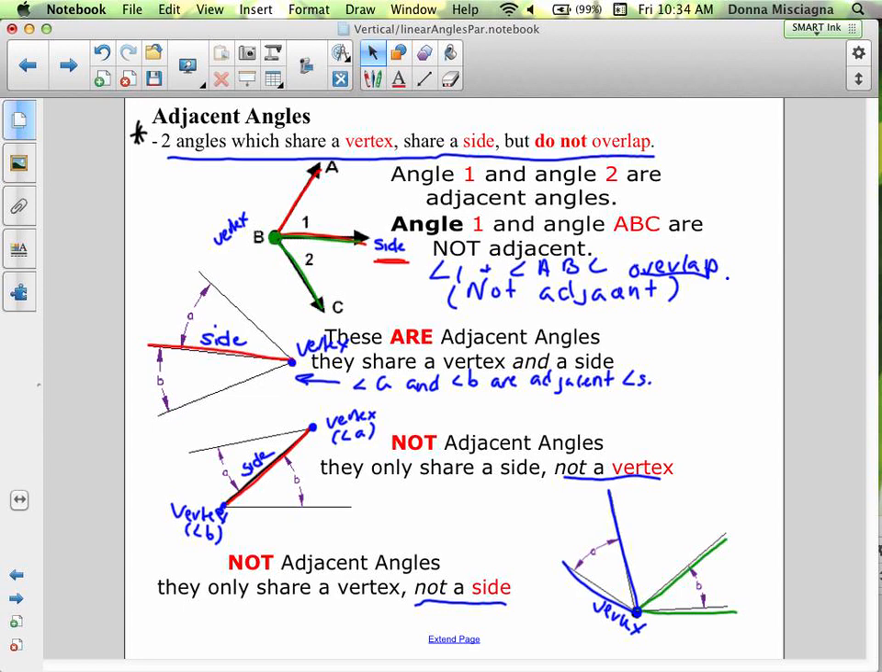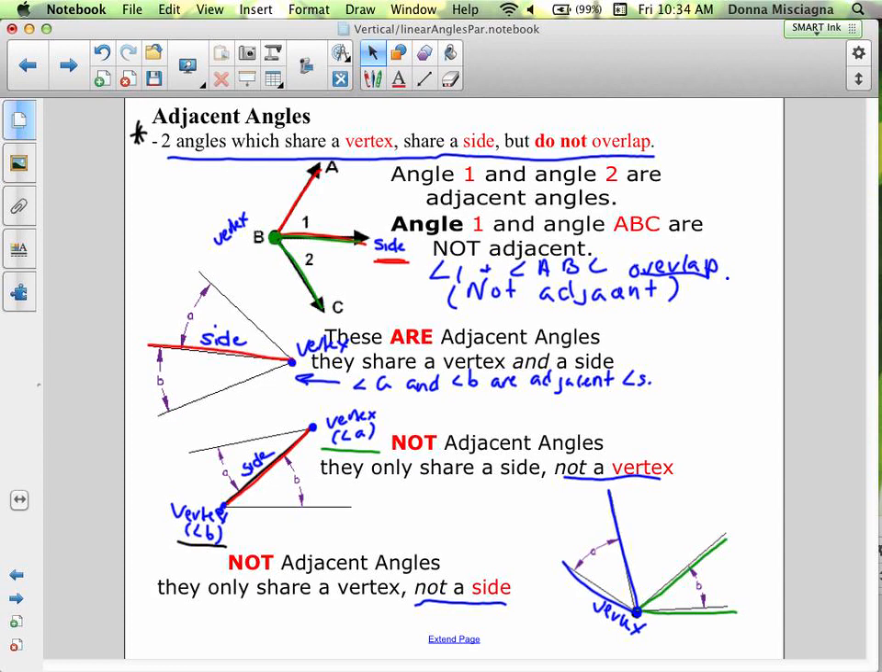In the next diagram, angle A and angle B share a side. They share that red side there, but that's all they share. They don't share a vertex. Notice that the vertex for angle A is over here, and the vertex for angle B is over here. They're not the same. Because they don't have the same vertex, they're not adjacent angles. So it's not enough just to share a side and be next to one another. You have to share the vertex. Otherwise, they're not adjacent.